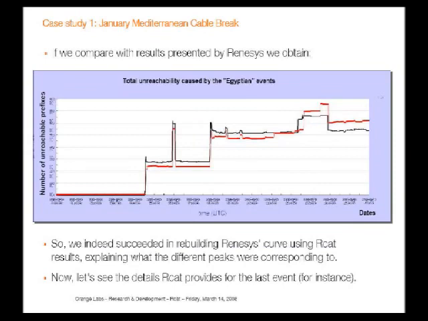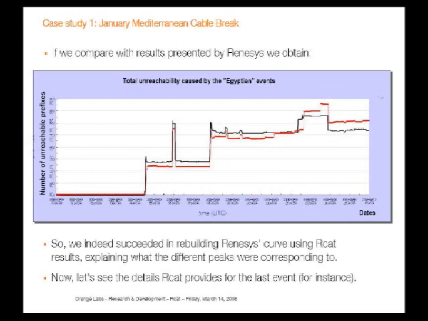So what does it mean? It means that we indeed succeeded in rebuilding the Renesys curve using only Rcat results. And what is more, we have shown that this global curve was made of 6 smaller ones related to 6 different events, and we have explained what the different peaks correspond to.